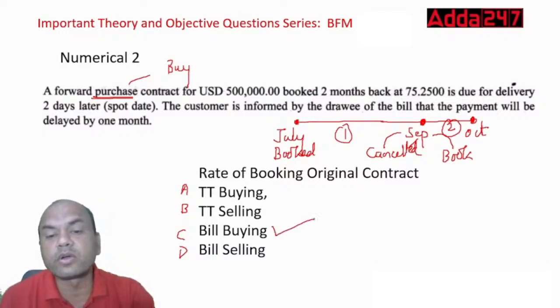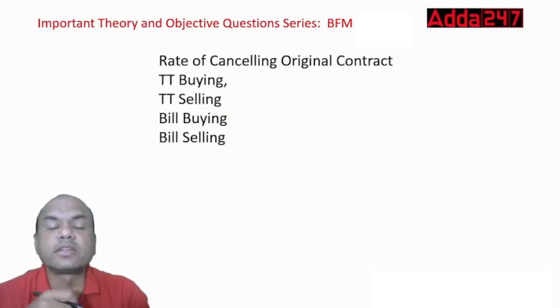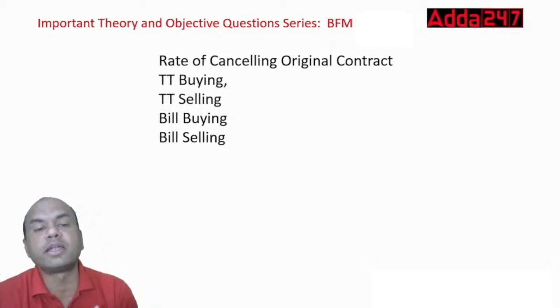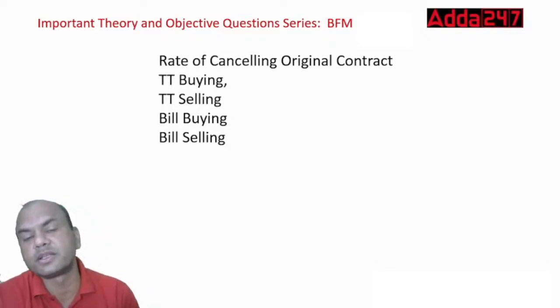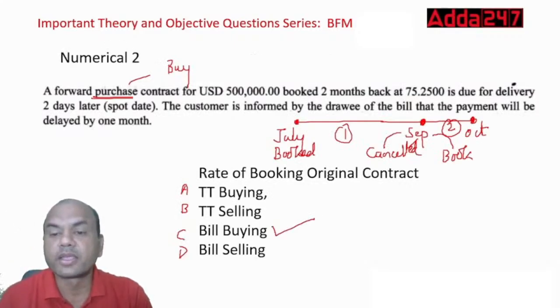So the original contract was booked at bill buying rate. Remember this. This bill buying rate is 75.25. Okay. Second question. Rate of cancelling the original contract is what? TT buying, TT selling, bill buying, bill selling. So cancelling means cancelling transaction number 1, this one.